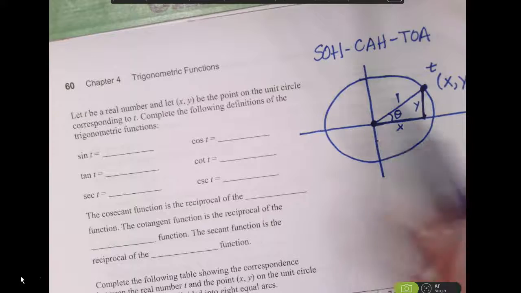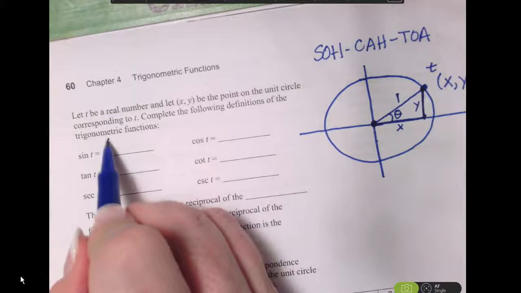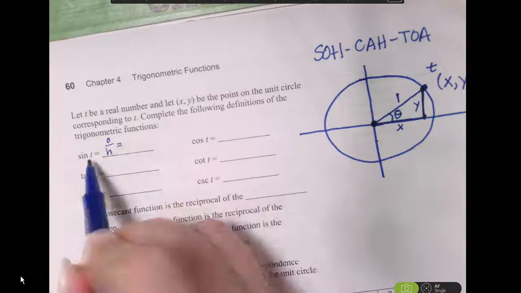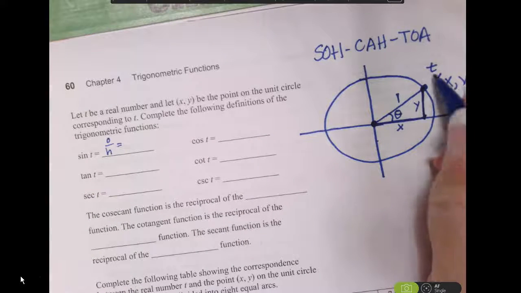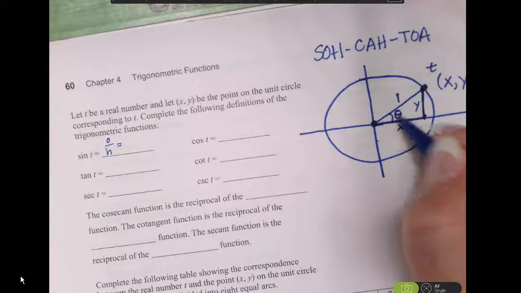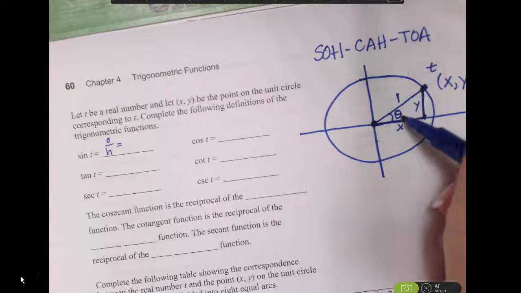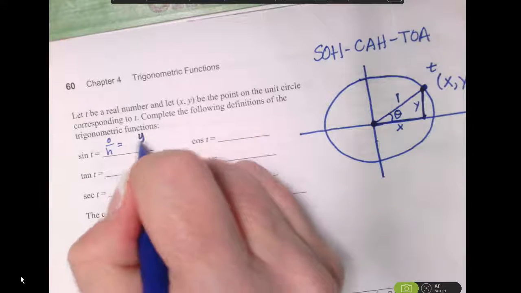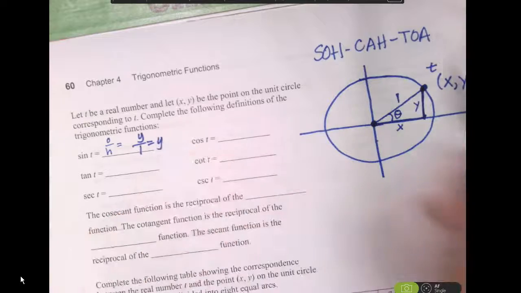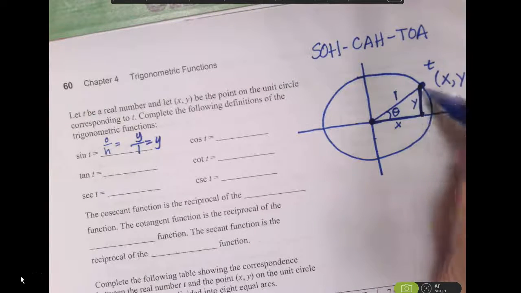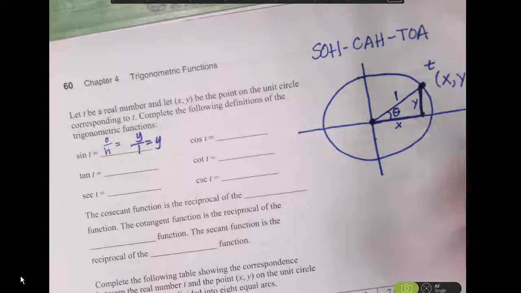So we could think of the sine of t as the opposite over the hypotenuse. If t is the point, t is also our angle, so I shouldn't have called it theta. Well, that's why they named it t, but t is really theta. It's opposite over hypotenuse, so that's going to be y over 1, or just y. So I told you the sine would be this height of our screen, and that's why it works out that way, because we're on a unit circle.